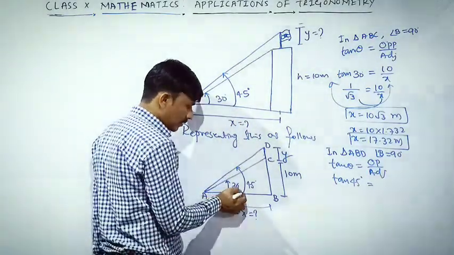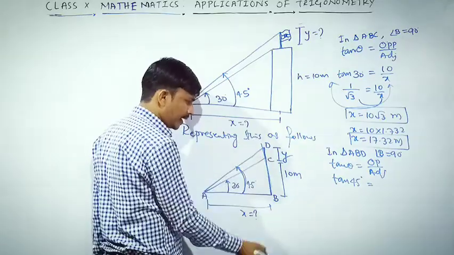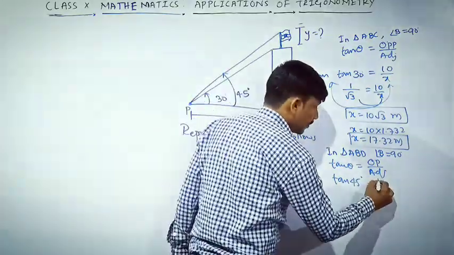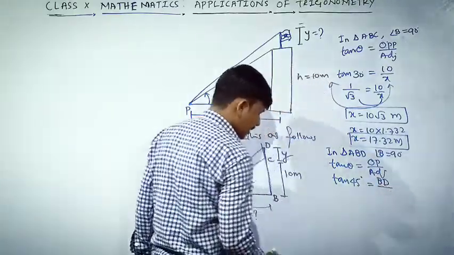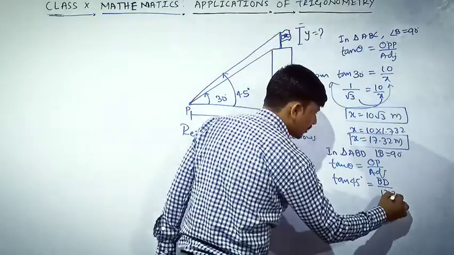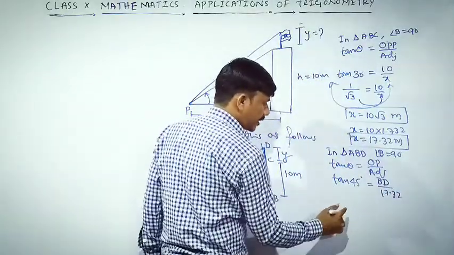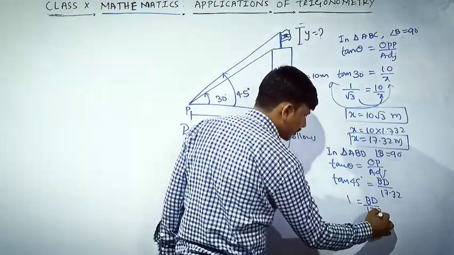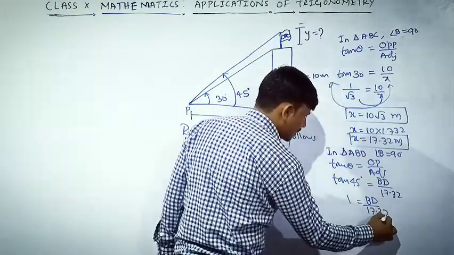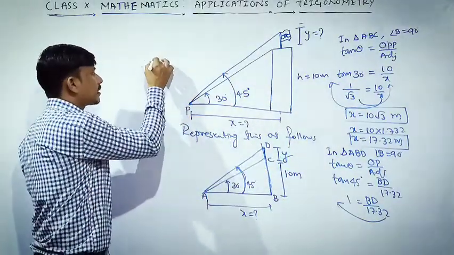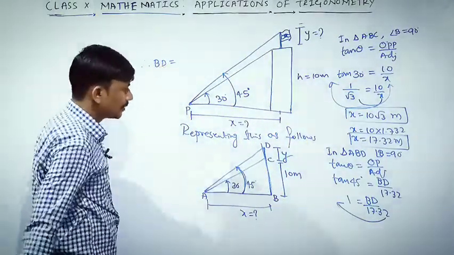BD. Big triangle, BD value. BD divided by what is the adjacent value? X. What is X? 17.32. Tan 45 degree value is 1. 1 is equal to BD divided by 17.32. Division, so multiplication. Therefore, BD is equal to BD value.